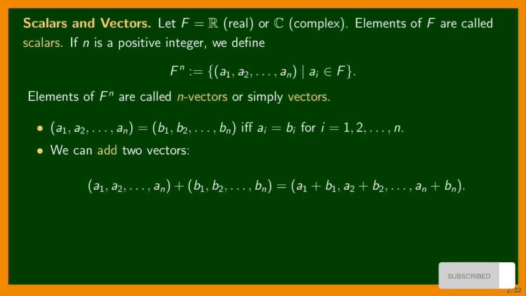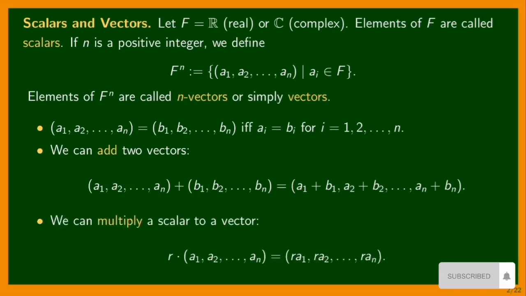Aside from addition, we can actually multiply a scalar to a vector. When we say a scalar, it's an element of F. So if r is a scalar and this is a vector, then we can multiply the scalar r to this vector by simply multiplying the scalar r to each of the components of the given vector.